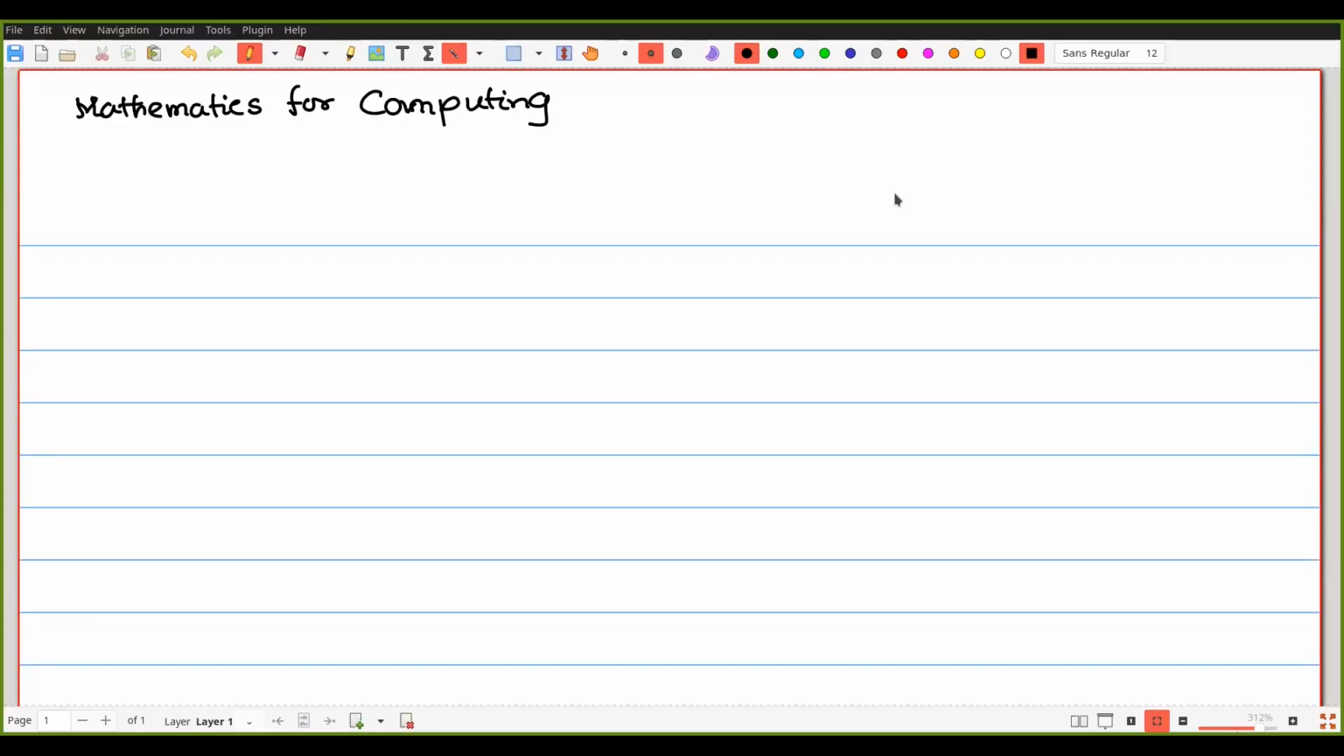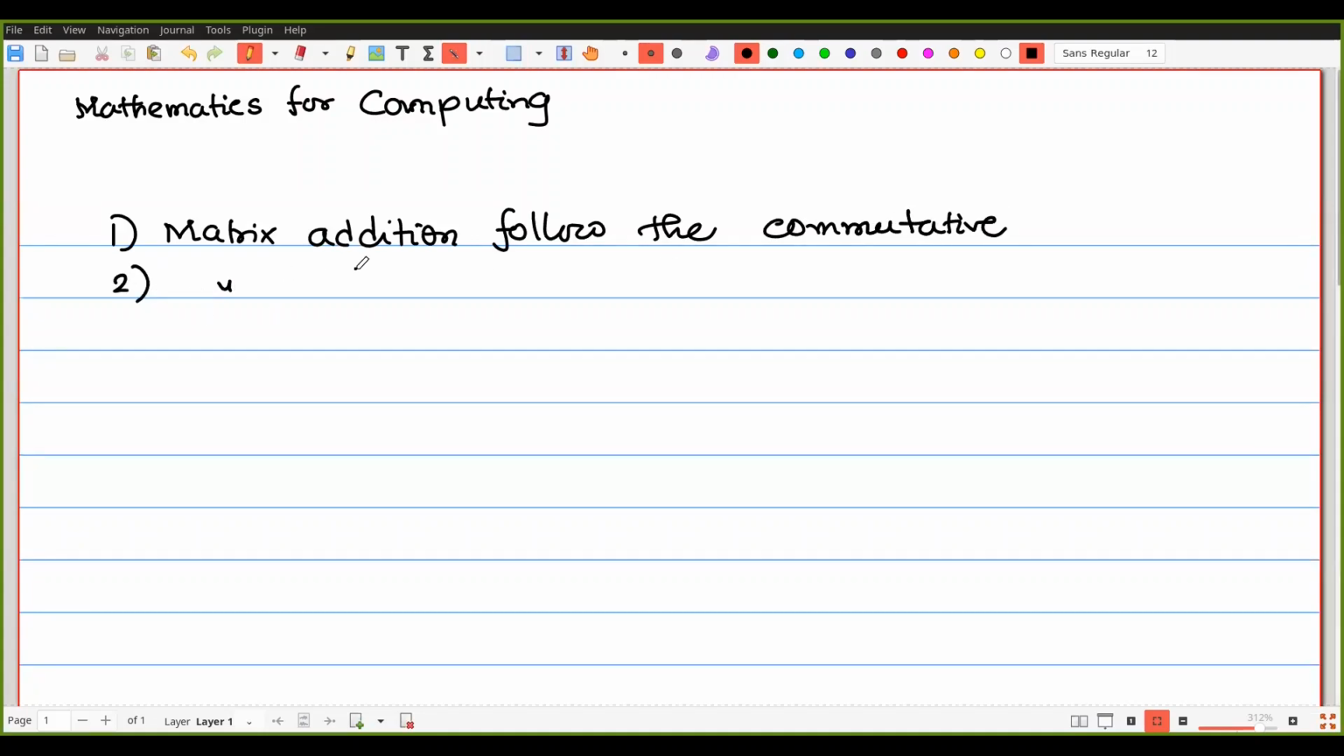In the previous class we were on the matrix product, and there we found that the product of matrices does not follow the commutative law. Whatever operations we have done, the first one is matrix addition. According to the properties, matrix addition follows the commutative law, which we have already seen. Second, matrix addition also follows associativity.